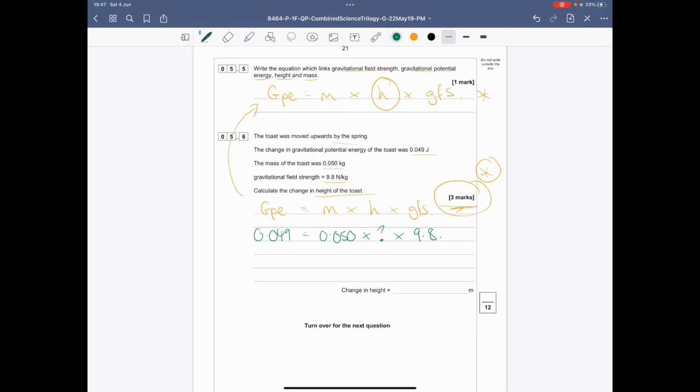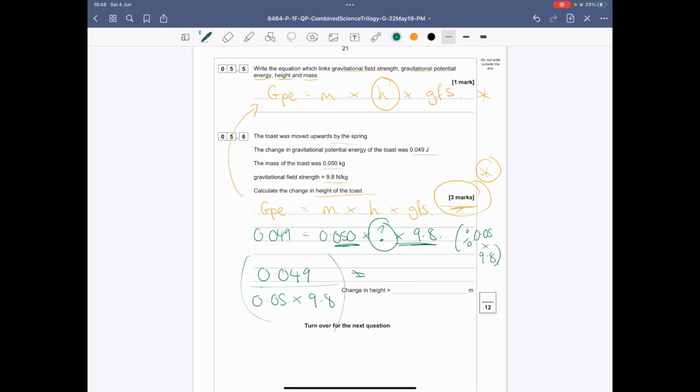So if I rearrange the equation, what I have to do is make the question mark the subject of the equation. So I can do the inverse, I can do the opposite to the other parts on that side. So I don't want to be timesing by 0.05 or times it by 9.8. I can divide by both of them. Okay, so divide by 0.05 times by 9.8 both sides. So that tells me my equation should then be 0.049 divided by 0.05 times by 9.8.